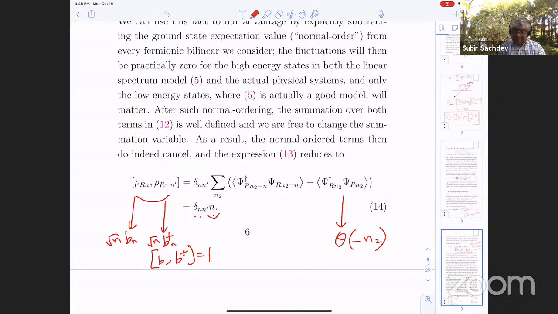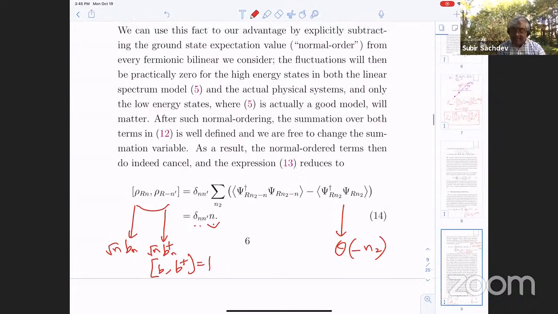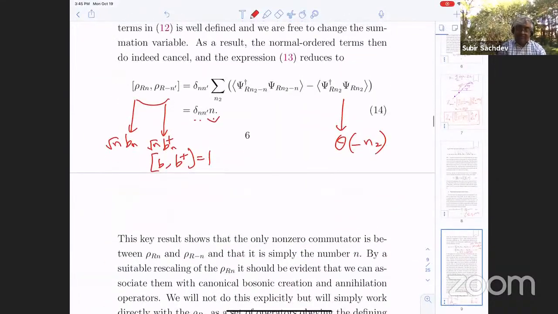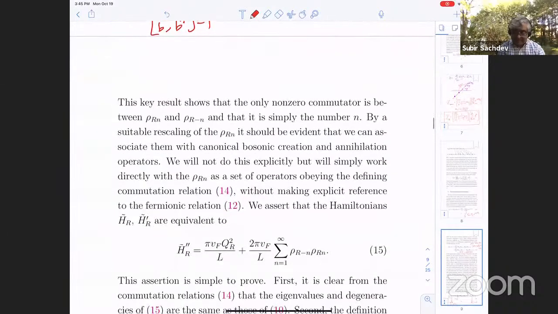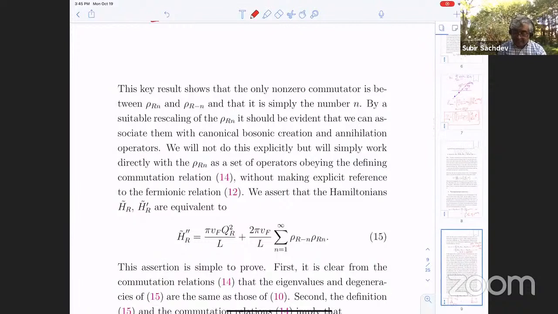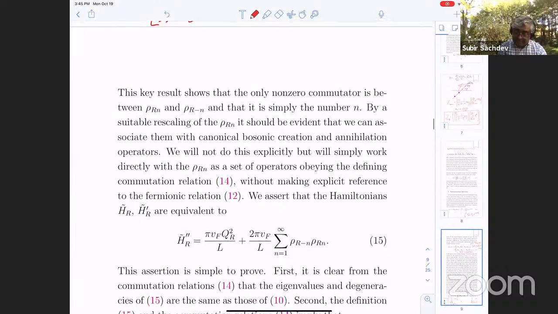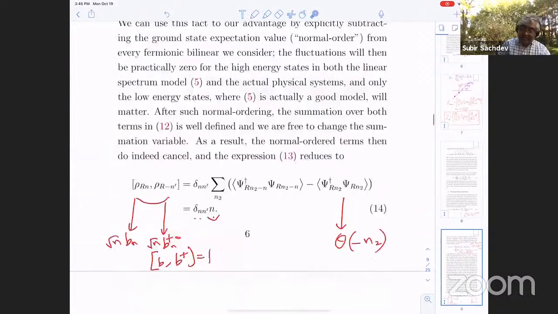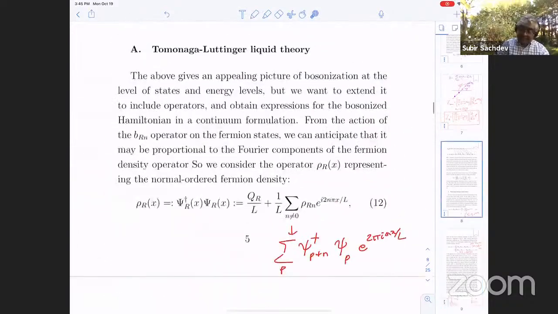Okay, so now we have seen that this anomaly, very carefully evaluated by normal ordering this expression, tells us that the Fourier components of the density are just canonical bosons, which I showed in a different way before. All right, so once you identify this and say that B is just a Fourier component of the density with this identification right here, you can go back to this Hamiltonian.